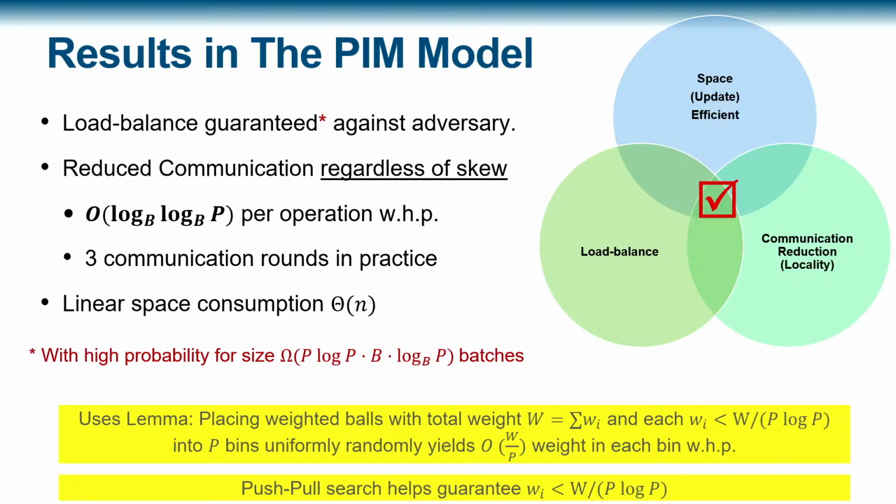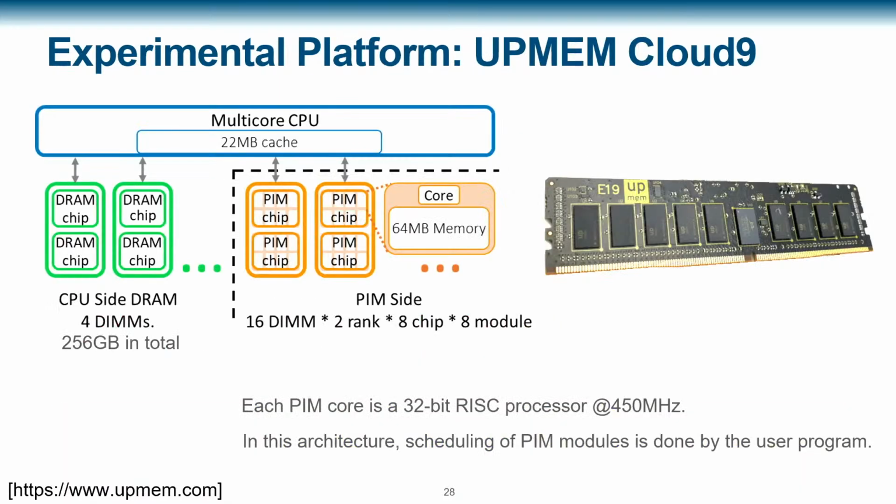Okay, good. All right, so this is the UPMEM system. People were asking about that earlier. Again, it has normal DRAM, and it has this PIM-equipped stuff. It's a pretty simple processor, runs at 450 megahertz. That's a sixth of the speed of a normal processor. Scheduling is done by the programmer.